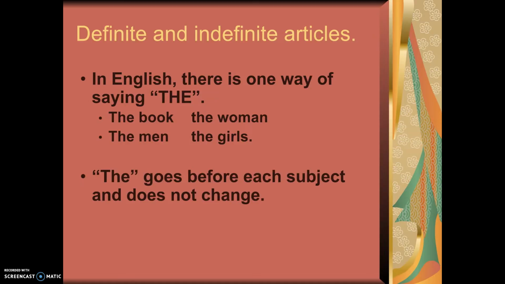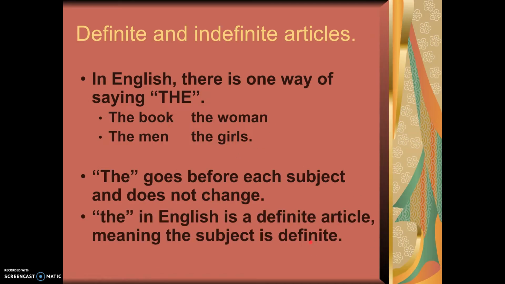Now, obviously, the goes before each subject. We have the book, the men, the woman, the girls. The does not change. The in English is a definite article, meaning that the subject is definite. I want the book. I want a specific book. The book. So basically, the is my definite article.